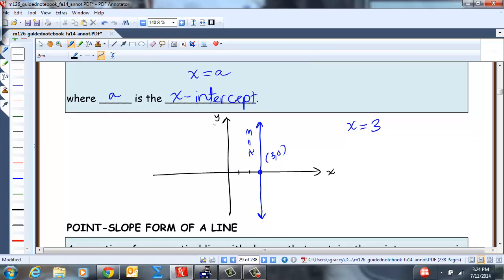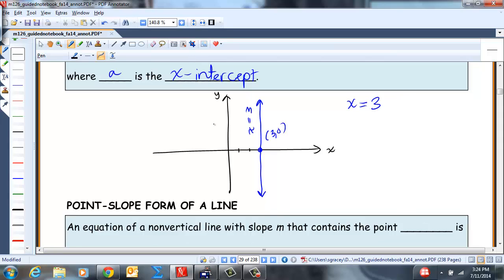Okay. And this is the intercept. That looks a little weird. This is the name of the line, x equals 3.